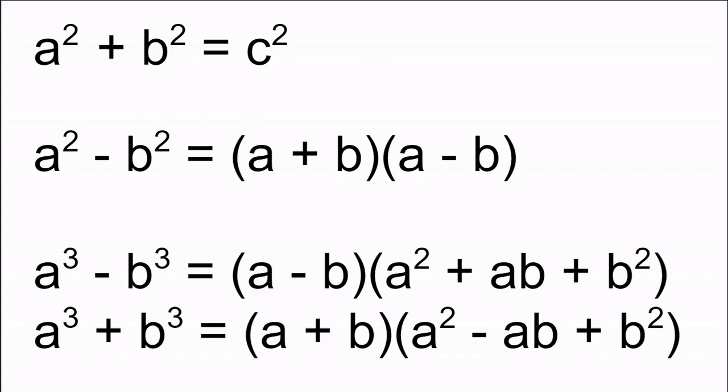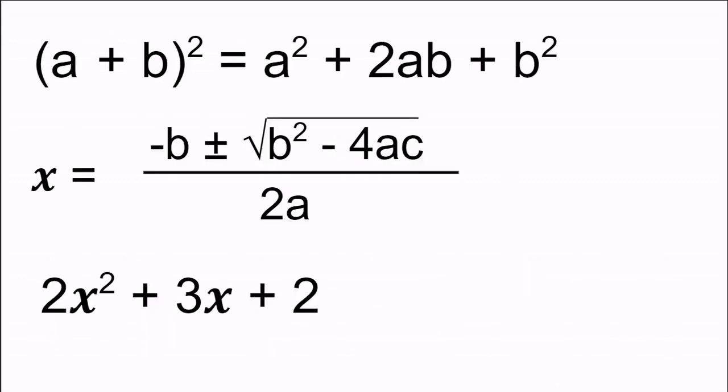And lastly, let's look at the difference of cubes and the addition of cubes. So when we have a difference of cubes, we would do a minus b times a squared plus ab plus b squared. And for the addition of cubes, it would be a plus b times a squared minus ab plus b squared. So these are some general rules you would use when factoring and come in useful in algebra.